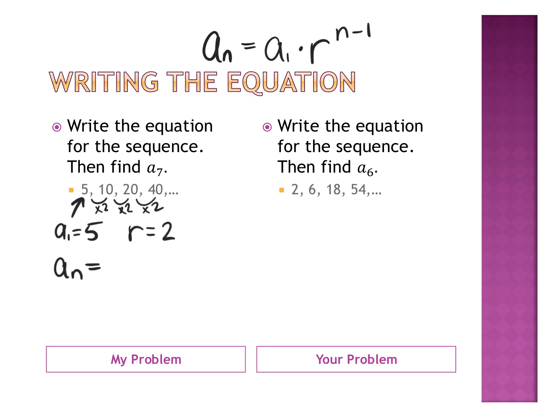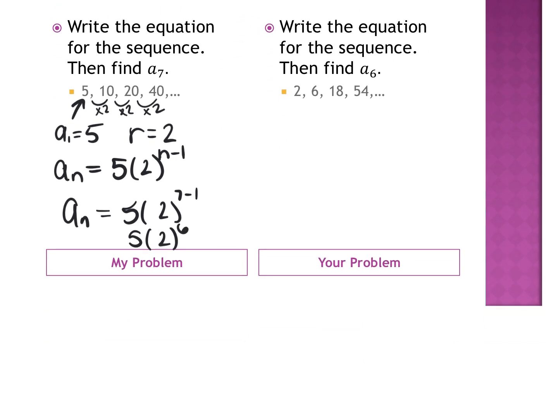So my rule, or the equation for the sequence, is AN equals A1, 5, times 2 to the n minus 1. Then if I want to find A7, I plug it in. 5 times 2 to the 7 minus 1, 5 times 2 to the 6th. Remember exponents before multiply, so 5 times 2 to the 6 is 64. 5 times 60 is 300. 5 times 4 is 20, so 320 is your A7.